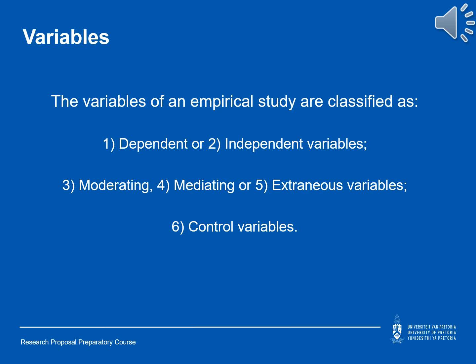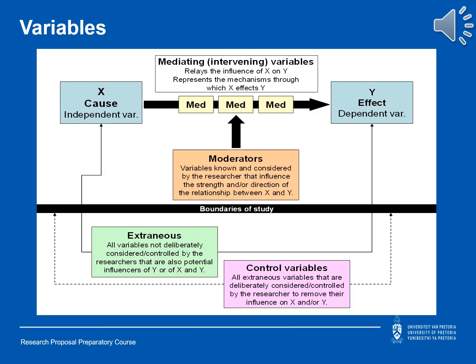The variables of an empirical study are classified as 1. Dependent or 2. Independent variables, 3. Moderating, 4. Mediating or 5. Extraneous variables, 6. Control variables. The most important variables are firstly the y, dependent, and x, independent variables.